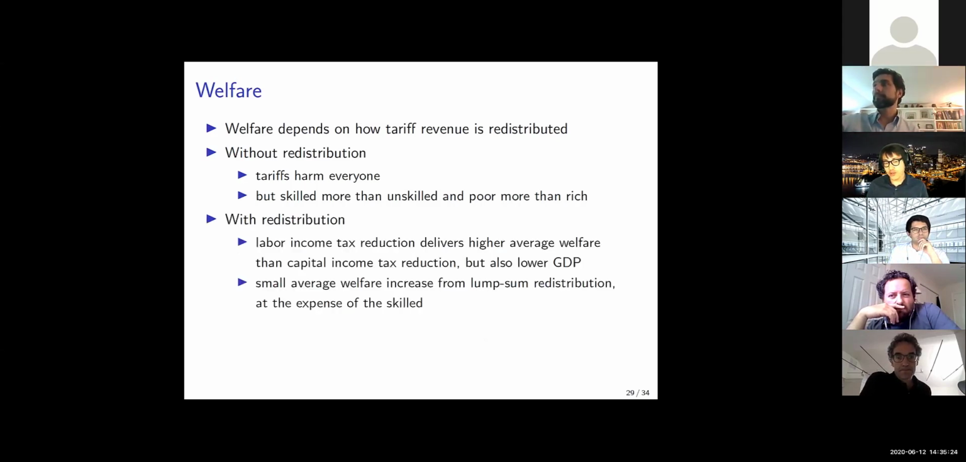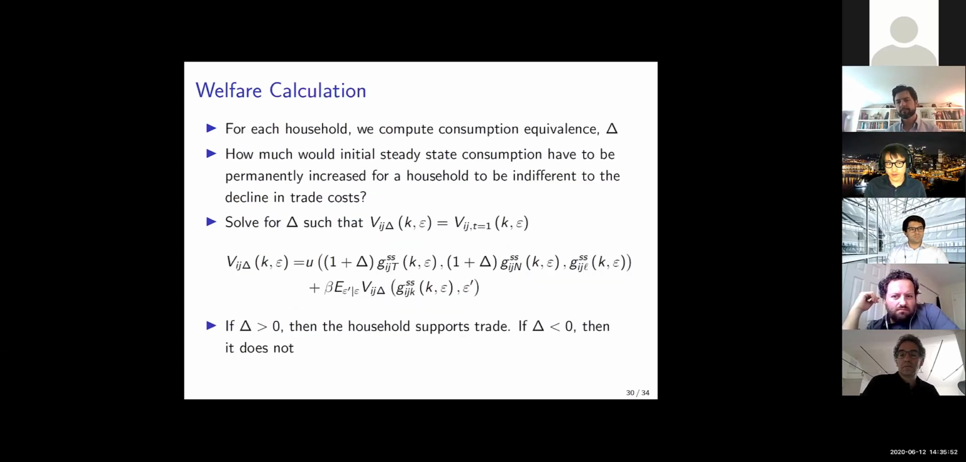With redistribution, labor income tax reduction is going to give you higher average welfare than the capital income tax reduction. It's also going to be more equitable across the distribution. It will have lower GDP. And in the case of the lump sum transfer, you actually get a small average welfare increase. And this is coming from more insurance. So this is really going to benefit low skill and poor workers. And this happens even when there's full retaliation by the partner, which I thought was kind of interesting.